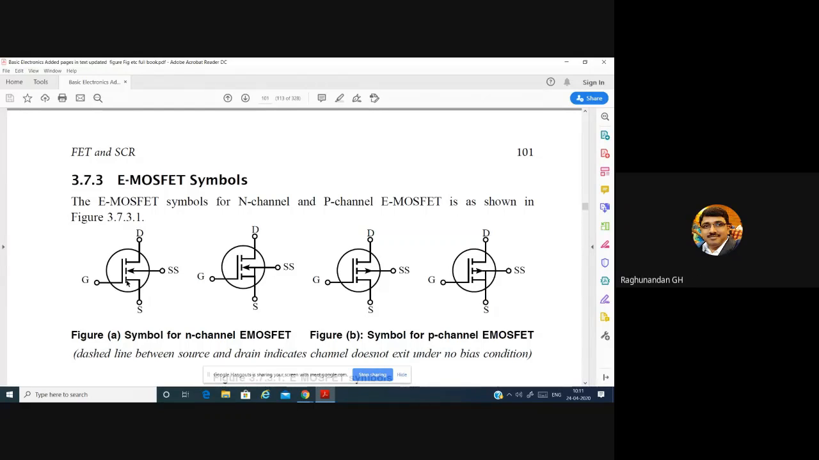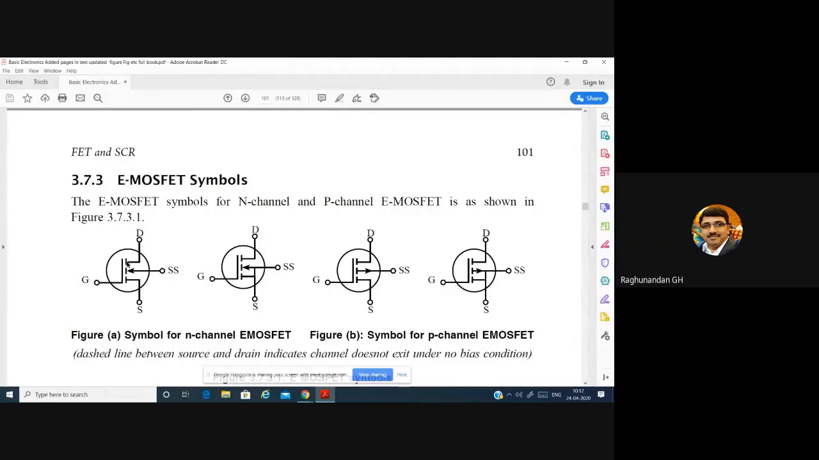Yes. So this indicates that there is no fixed physical channel between the drain and the source. It is a temporary channel which is created after biasing. After biasing, that is, after giving the voltage supply to the circuit, this channel gets connected. Once you disconnect it, there will be a gap. There is no permanent connection between the source and the drain. This difference you should know.